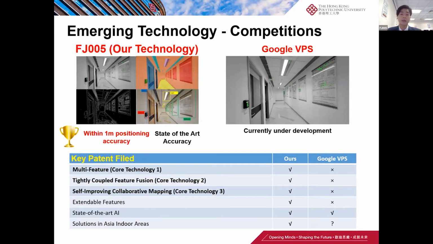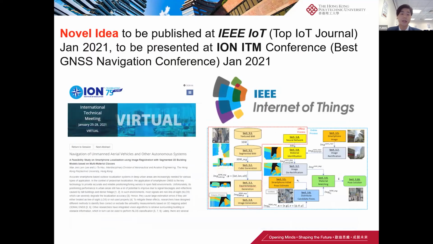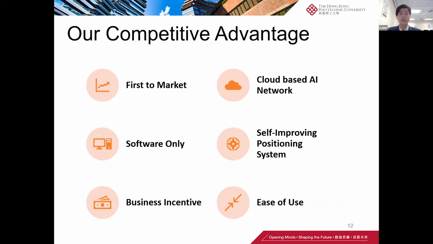We have one direct competitor. Google is also developing a visual positioning system. The biggest difference is that we make use of virtual reality for positioning, which Google does not. We also have unique core technologies that improve positioning accuracy. Our patent has already been filed through PolyU. In fact, besides being patent filed, our novel idea is also going to be published in several top academic journals. Our competitive advantage is that we are the first to use virtual reality for positioning.